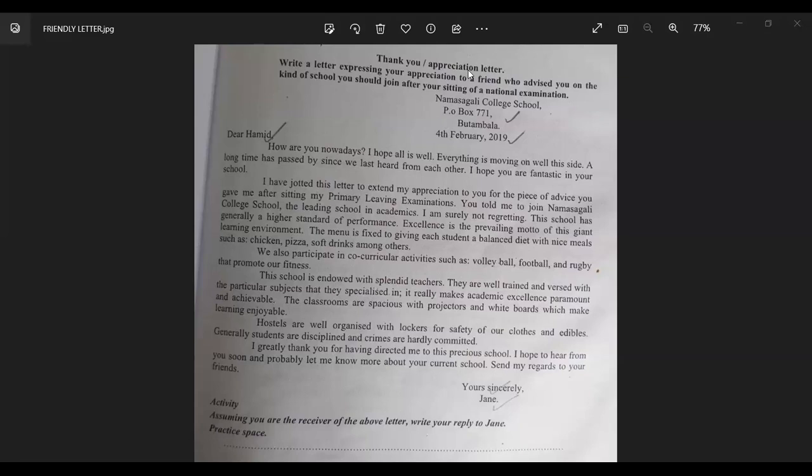Then someone is asking if it is possible to write only one name or both names. In an informal letter, or what we call a friendly letter, we expect you to write only one name, the first name. You can write both names, but you start with the first name. So look at this letter. In this letter, which is an informal letter, we have written only one name, Jane.